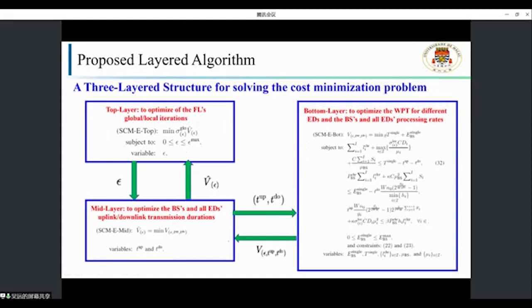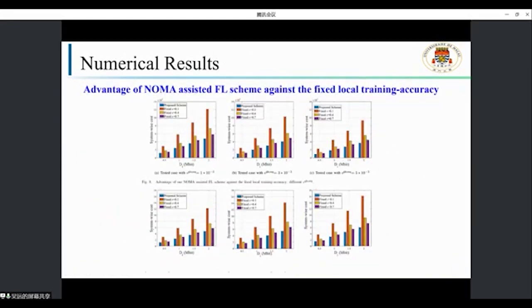But because the time is limited, I'm not going to detail the algorithm. So eventually, I will go to the numerical result part. The first one is to compare the advantage of NOMA assisted federated learning against some fixed local training accuracy scheme. Compared to the fixed local training accuracy, our proposed scheme can effectively improve the performance of the FL in terms of system cost and computational time.